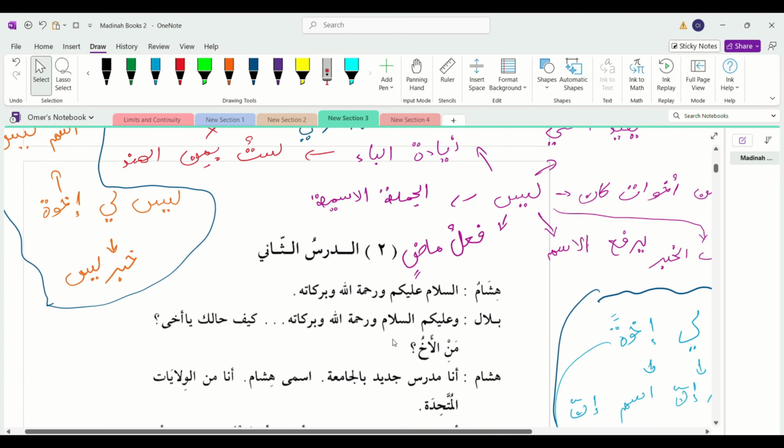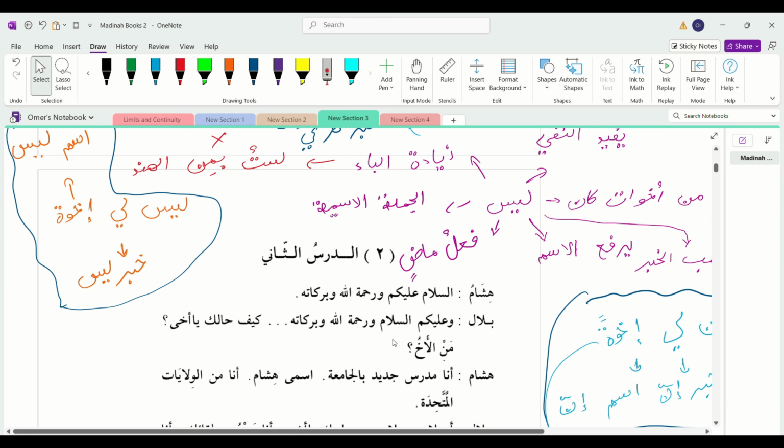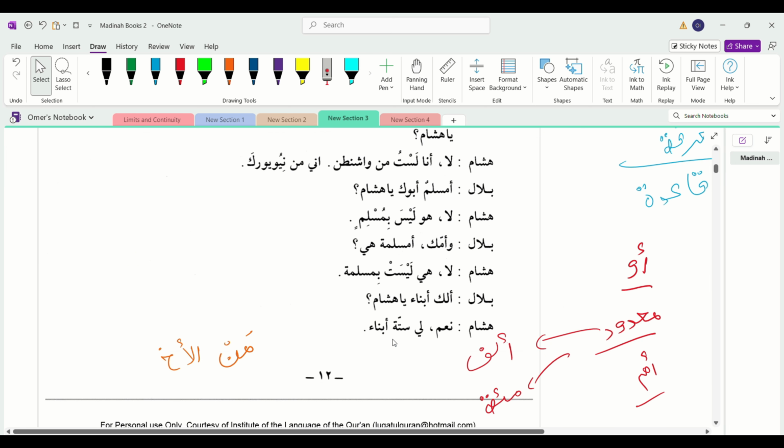So out of all the facts I've stated, and it may seem overwhelming, you have to remember five things right now. Number one, laysa is basically a fi'l, so it has the conjugations. Two, it is for negation. Three, it comes in the jumla ismiya, or the nominal sentence. Four, it has an extra ba when you use it for negation. And five is that the ba does not come if it is a prepositional clause or a khabrun zarfi. So huwa laysa bi muslimin.